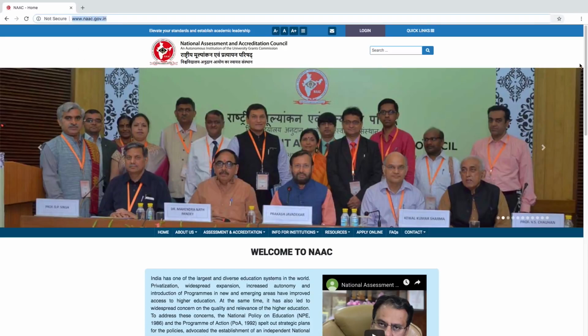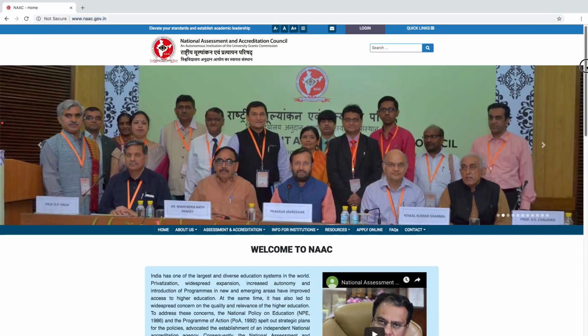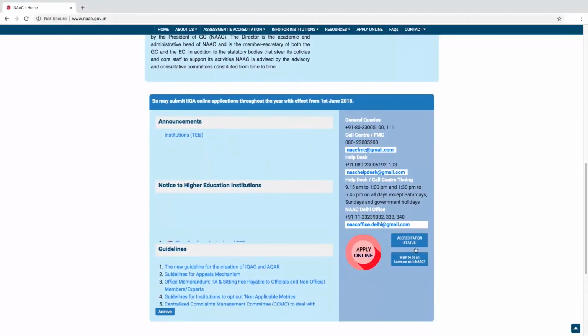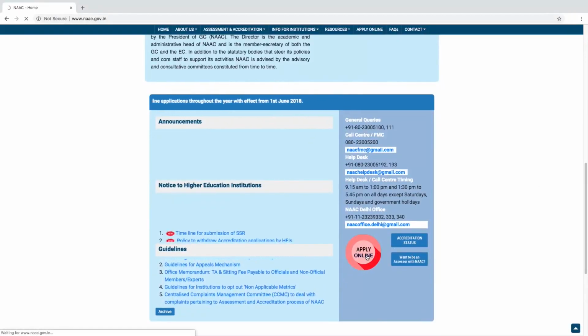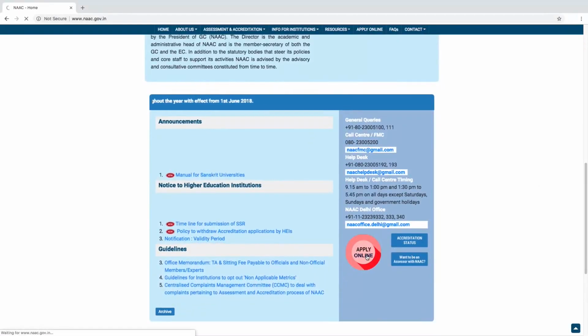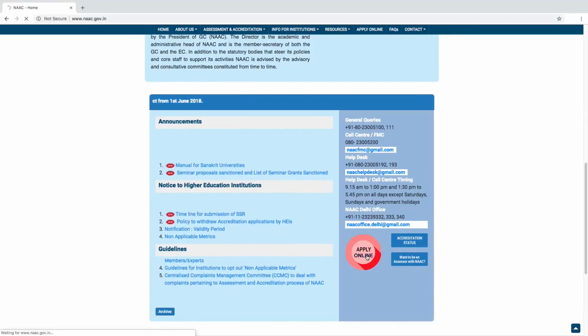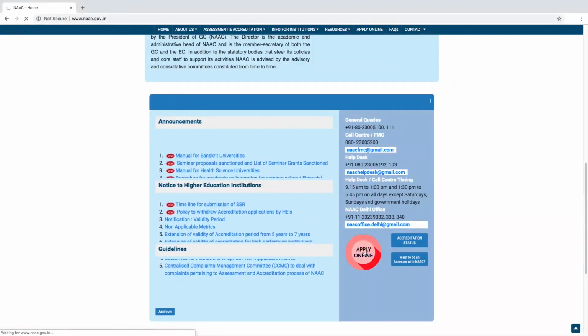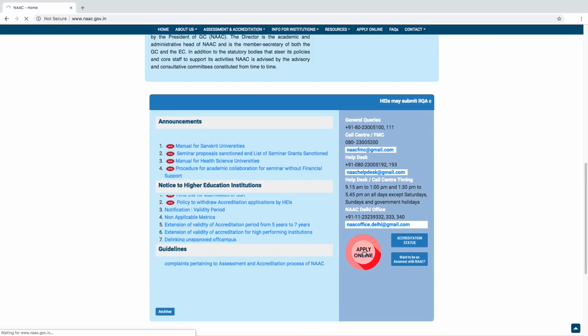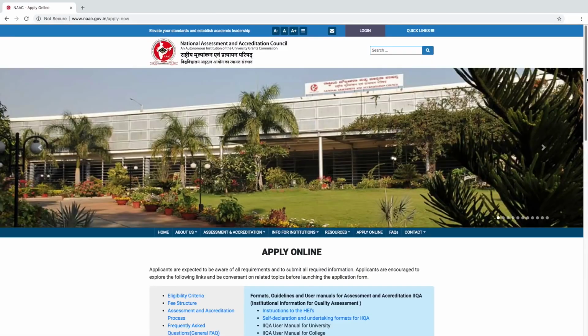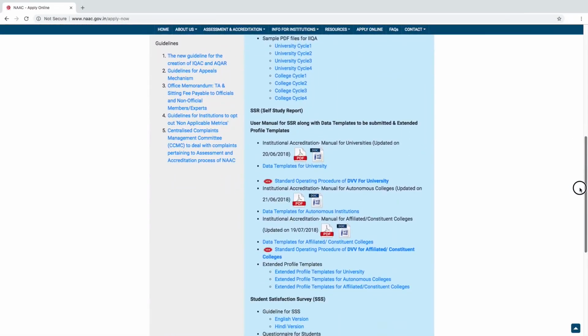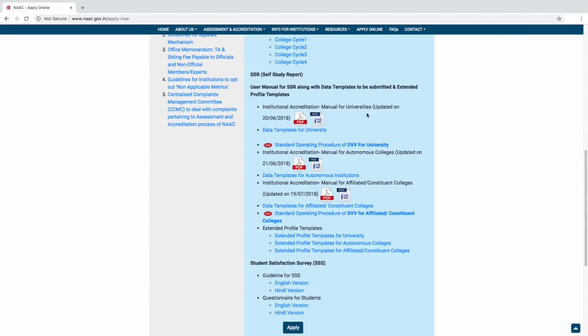to the NAAC's website www.naac.gov.in and then click on this button Apply Online, which will take you to the page where the manuals regarding SSR, IIQA and other processes are being listed. This page, Apply Online, has the manuals for SSR for universities, for autonomous colleges and for affiliated institutions.